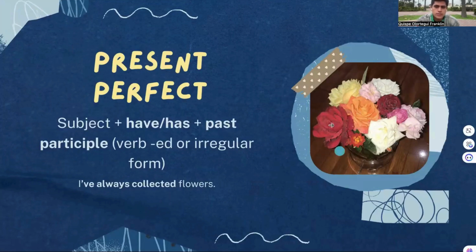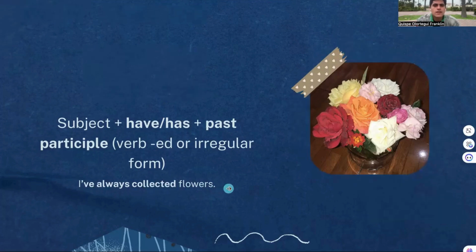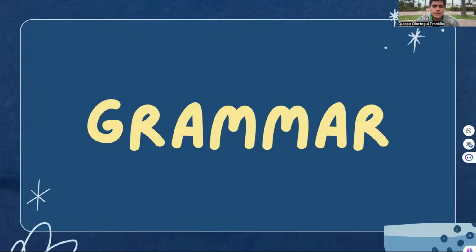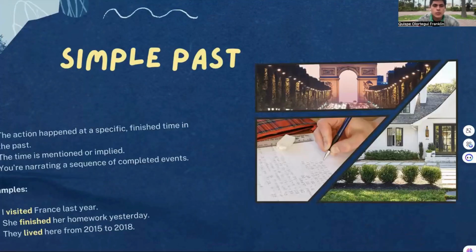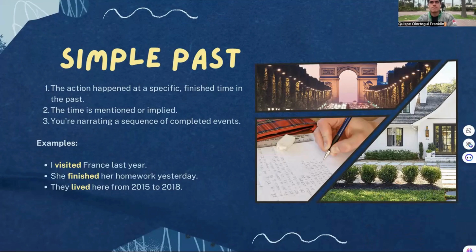Now, if we look at this picture, we see flowers, okay? And my example was, I've always collected flowers. That means that in the past, I collected flowers, but I still do it now, okay? This structure is the following. We have subject, an auxiliary have or has, and the past participle form of the verb. So as you can see, subject, have or has, and the past participle form of the verb. In this case, collected is the past participle form of collect. All right. And lastly, we have the grammar. In this case, grammar will tell us when and why to use each grammar tense.